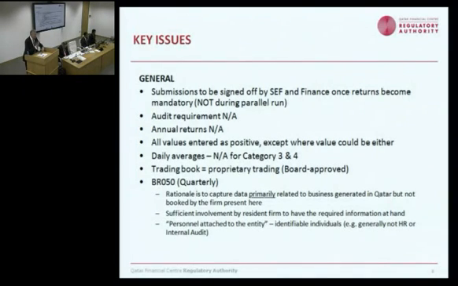It must be with interaction with yourselves. So you must be part of the transaction. That is what we're trying to get at. Personnel attached to the entity. Don't think, well, it is applicable to some people in the room.